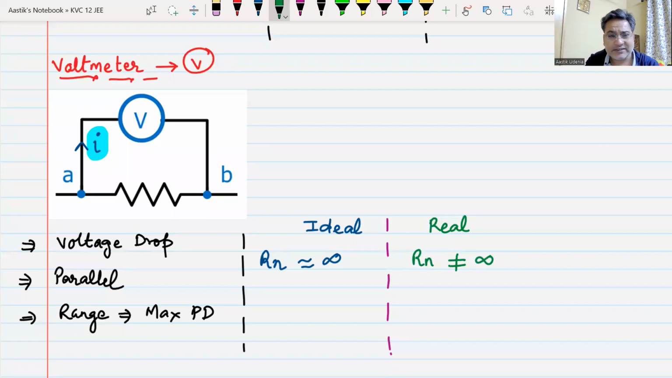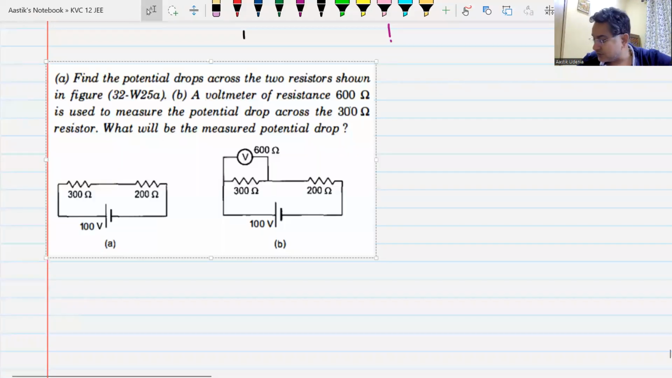So let us try and understand what difference it makes when you put a voltmeter across a resistor. So this is a question and it is taken from your favorite book, SCV, and I hope you would be able to do justice to this question. I hope everyone can see this question now on your screens. Anyone can see this? Yes or no? Or shall I make it bigger?